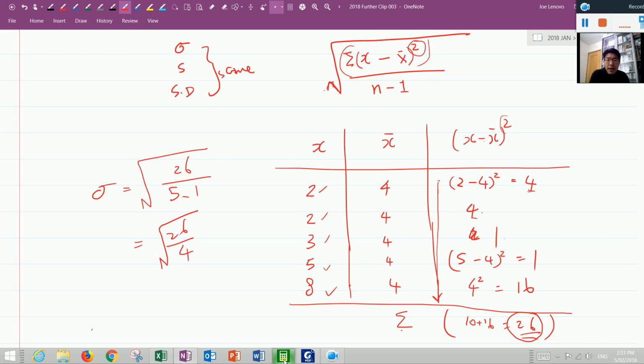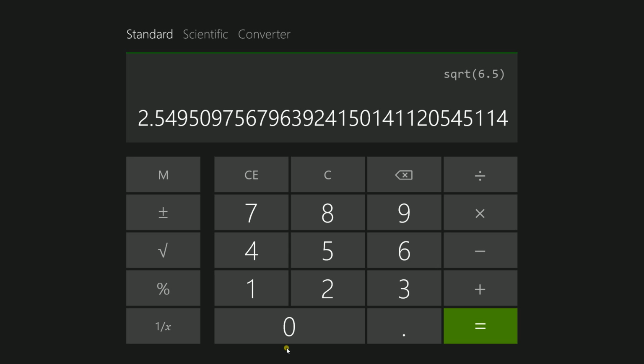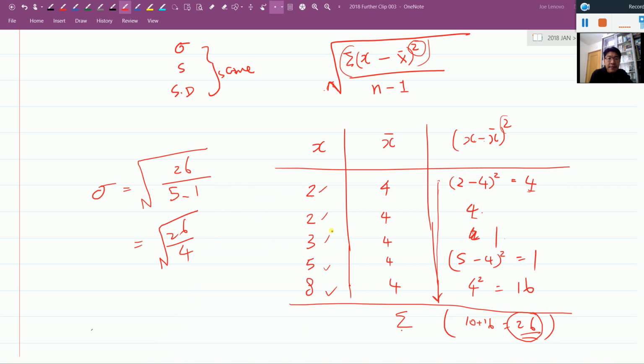Let's try the calculator. We have 26 over 4, which is 6.5, square root of it. The square root of 6.5 is 2.549 and so on. 2.55 is a pretty good number. Done. That is how we do standard deviations.